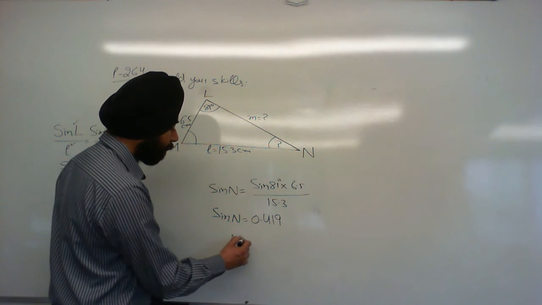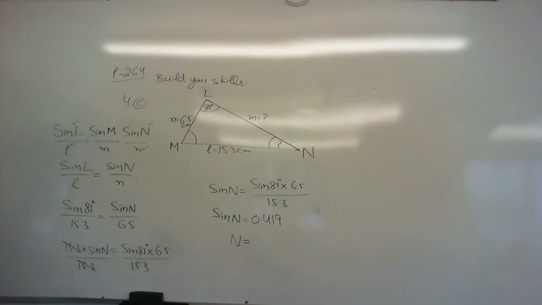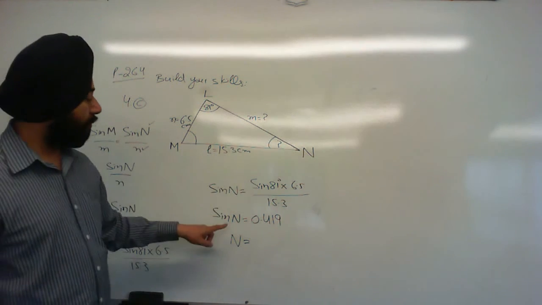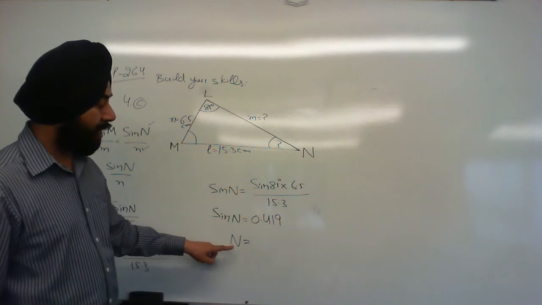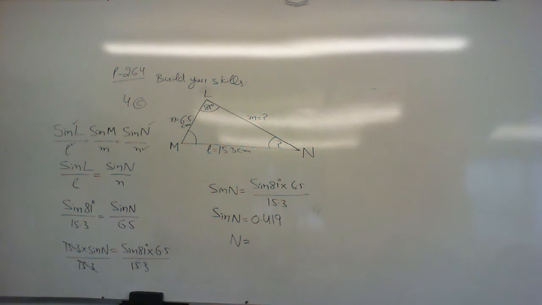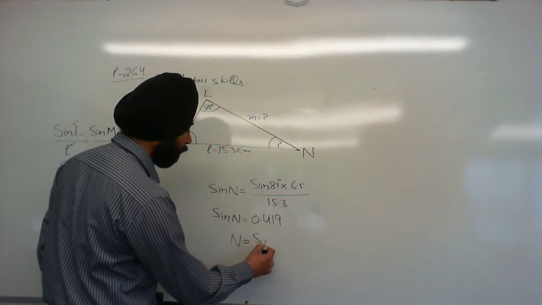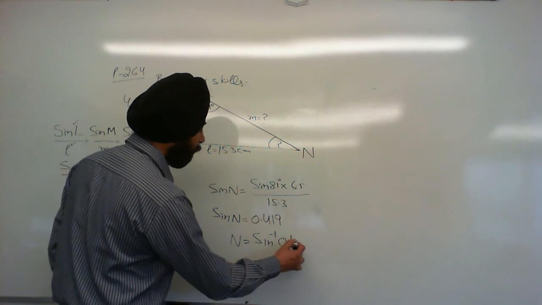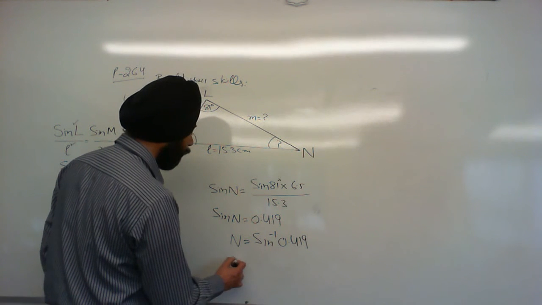What will be n? Because we have to find angle n. We don't have to find sine n. We have to find n. How will you find n from this? Sine inverse of 0.419. So what's this equal to?